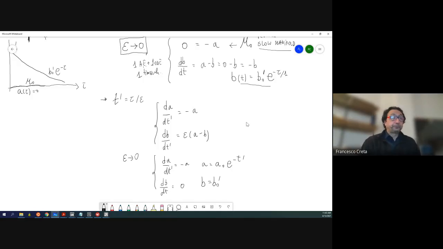So you will have essentially a very large boundary layer where B is essentially frozen. This is supposed to be a horizontal line. So that's B0 prime, which is constant. And A will essentially decay to 0 within your boundary layer.